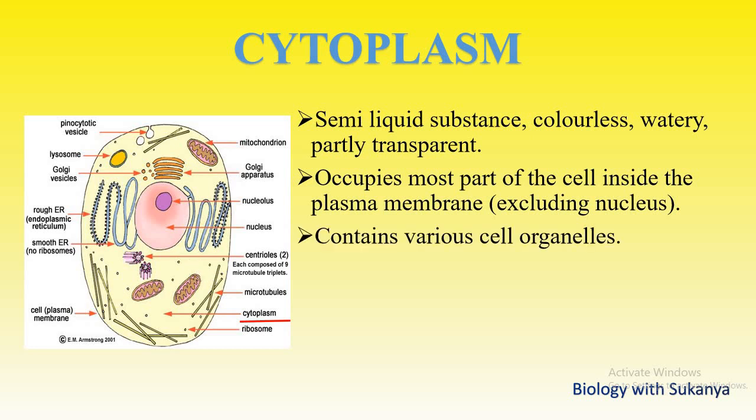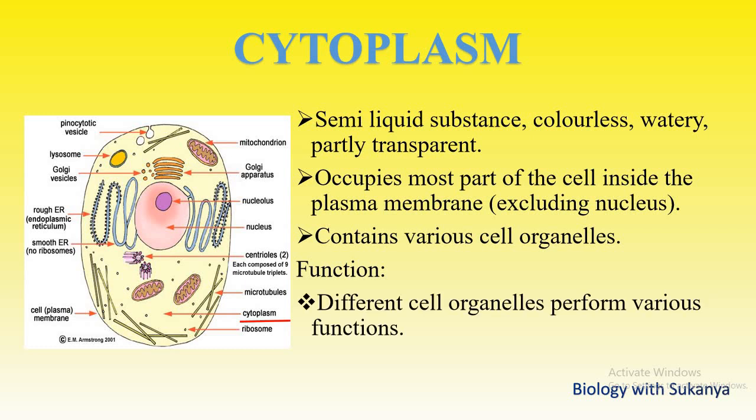They contain various cell organelles. What are the functions of the cytoplasm? Different cell organelles perform various functions within the cytoplasm. All metabolic activities occur here. Since every cell organelle is present on the cytoplasm and they are performing their functions which are essential for the survival of the organism, therefore one may say that all metabolic activities occur within the cytoplasm.